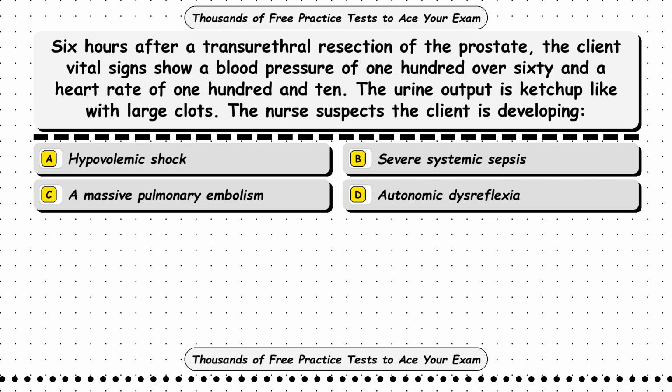Question 93. 6 hours after a transurethral resection of the prostate, the client's vital signs show a blood pressure of 100/60 and a heart rate of 110. The urine output is ketchup-like with large clots. The nurse suspects the client is developing Option A. Hypovolemic shock. Option B. Severe systemic sepsis. Option C. A massive pulmonary embolism. Option D. Autonomic dysreflexia.